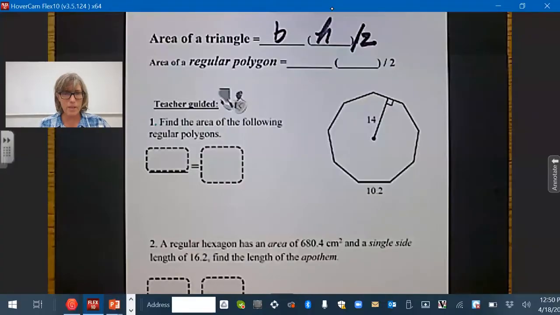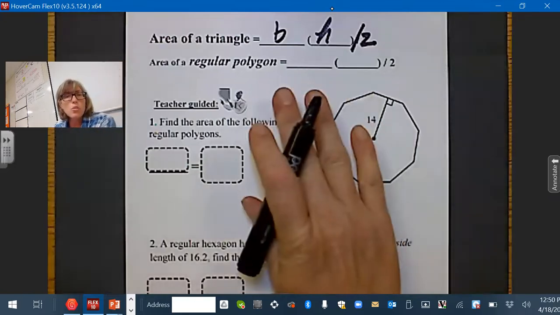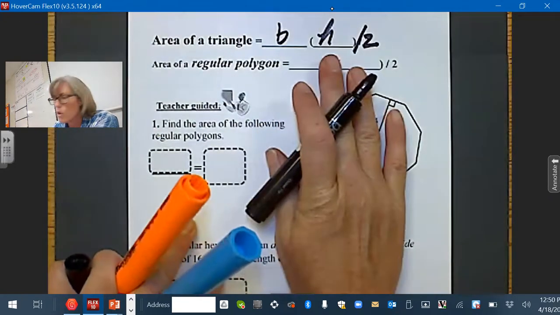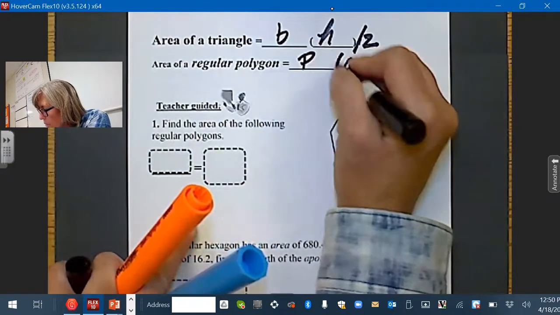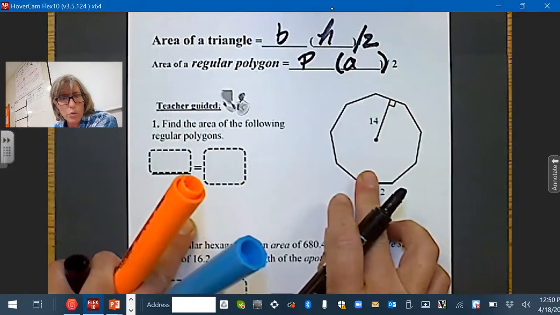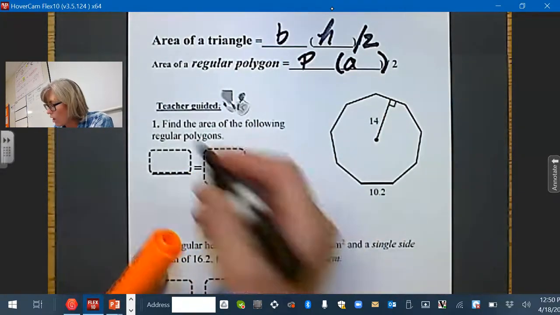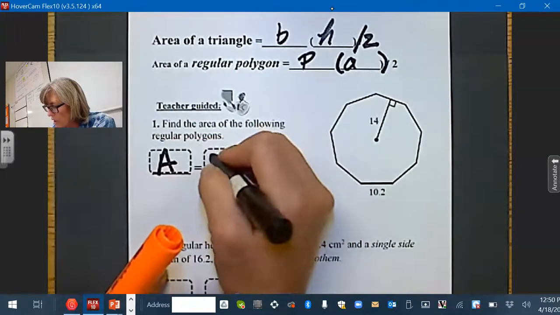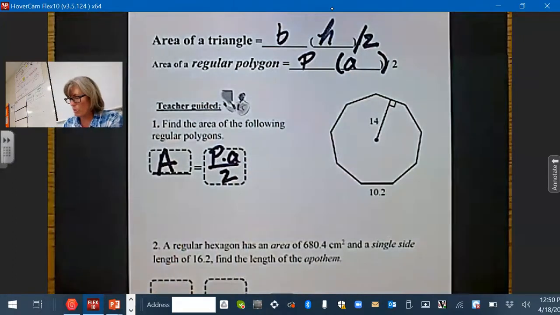Let's do some examples together. So right here, area of a triangle is base times height over 2. A regular polygon is perimeter times apothem over 2. So we're going to come over here. We're going to find the area of the following. And we're going to write the equation. Area equals perimeter times apothem over 2.